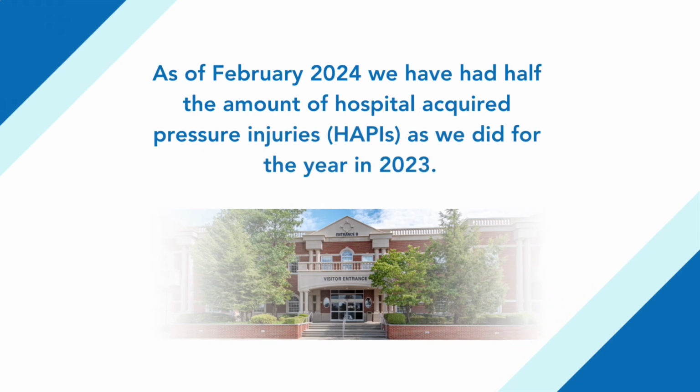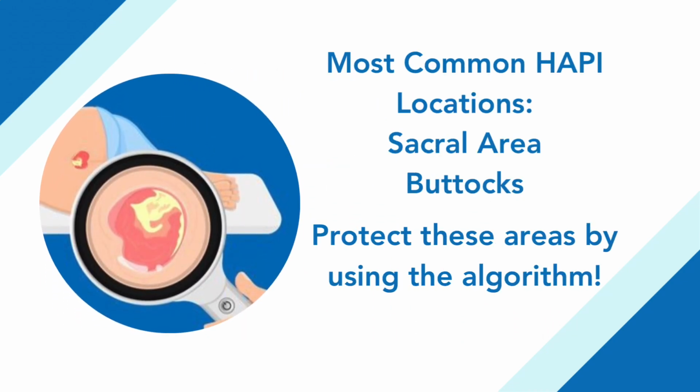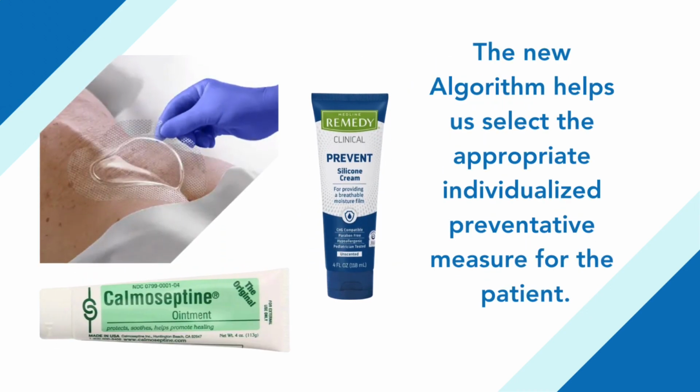As of February 2024, we have had half the amount of hospital-acquired pressure injuries as we did for the year in 2023. The most common HAPI, or hospital-acquired pressure injury, locations are the sacral area and the buttocks. Due to the high rate of pressure injuries within the facility, we have created an algorithm to help provide individualized preventative measures for each patient.